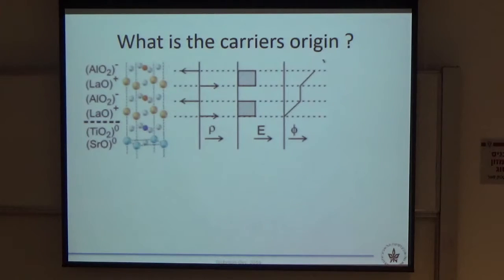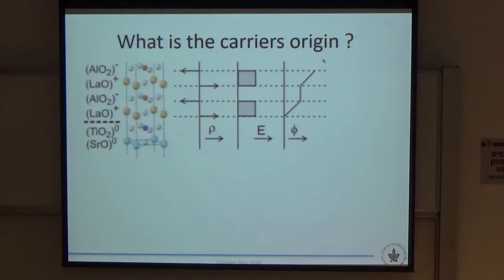Okay, what's the origin of the carriers in this interface? If we look carefully, strontium titanate is a non-polar material, but lanthanum aluminate has a polar structure. For example, lanthanum oxide has a plus charge and aluminum oxide has a minus charge, and it goes like that, for as many LAO layers as we deposit. So this is the charge distribution: plus charge, minus charge, plus charge, minus charge.